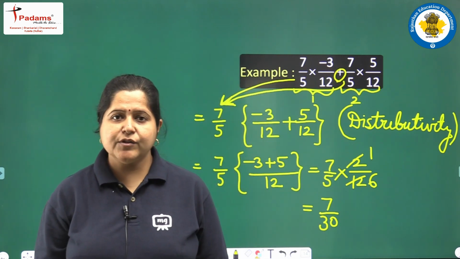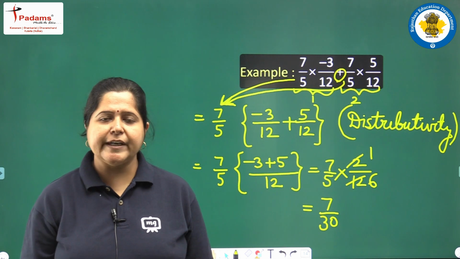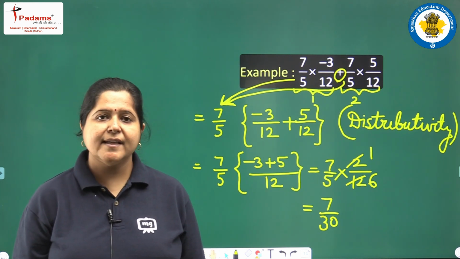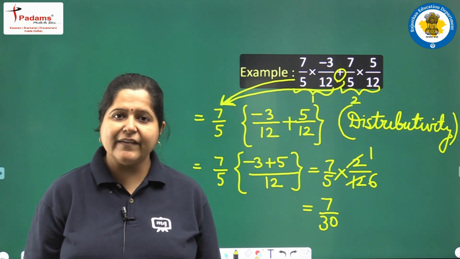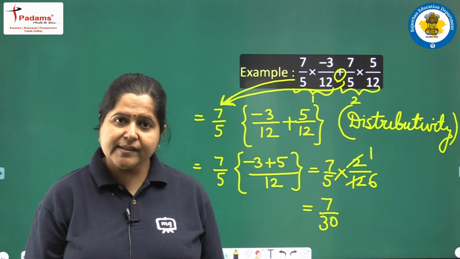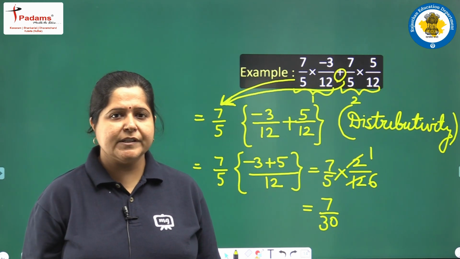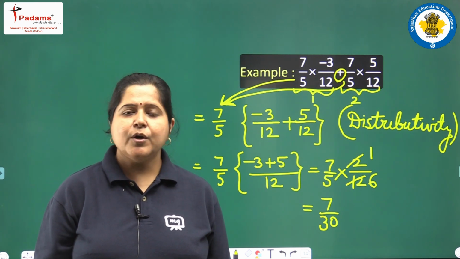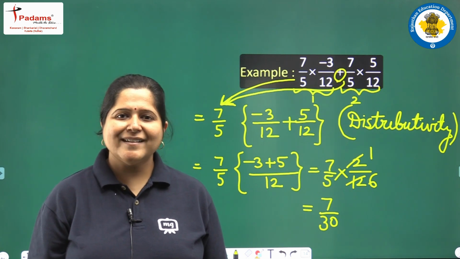In our next videos we will be taking some more examples, and then it will be much more clear to you. Today we learned about the properties of rational numbers: associativity, additive identity, multiplicative identity, additive inverse, multiplicative inverse, and the property of distributivity of multiplication over addition. In our next video we will be taking many more examples. Till then, keep watching. Thank you.